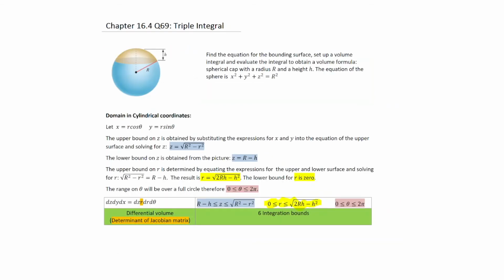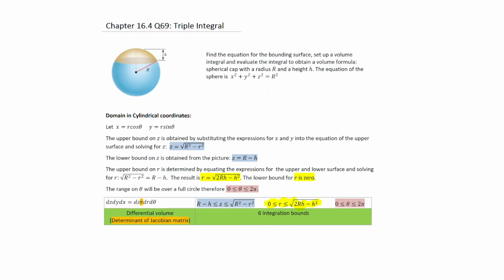All right, so here's another example, again from the book. Find the equation for the bounding surface, set up a volume integral, and evaluate the integral to obtain a volume formula. So it's a spherical cap with a radius r and a height h. The equation of the sphere, we can write that out immediately, is x squared plus y squared plus z squared equals r squared. And we're going to solve the problem in cylindrical coordinates.